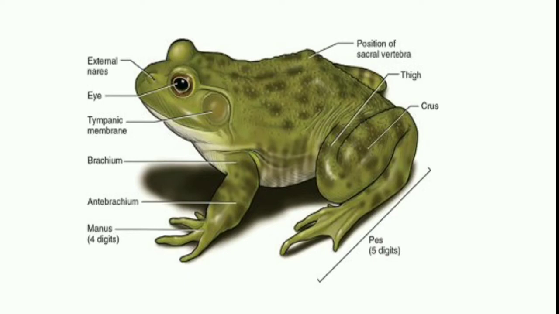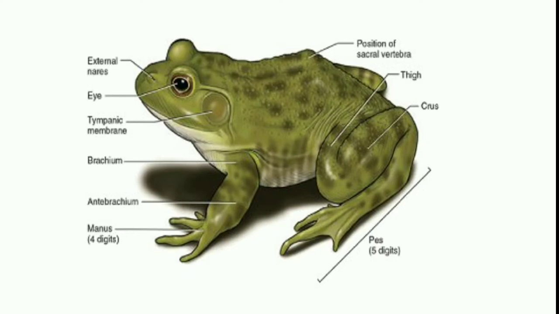The pad is called a nuptial pad or copulatory pad, which becomes very large during the breeding season. This pad helps the male to grip the female frog during sexual activity, during pseudo copulation. Now the second pair of limbs, these are hind limbs. They are larger in size.